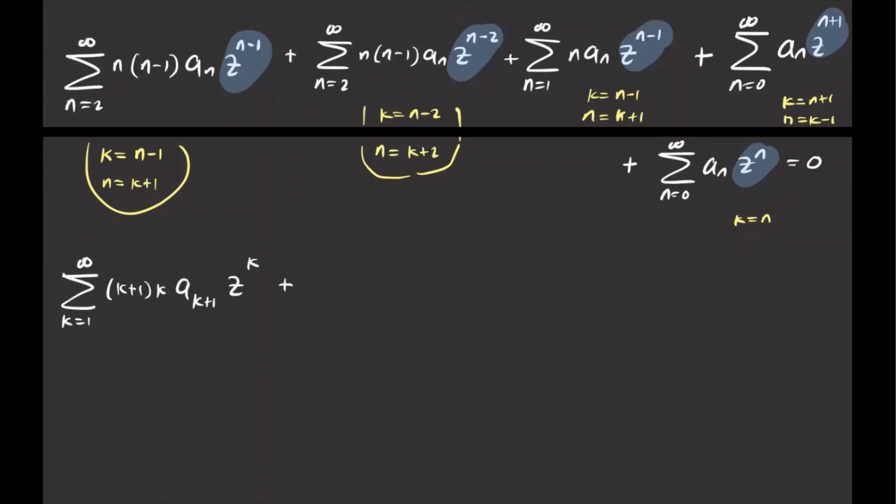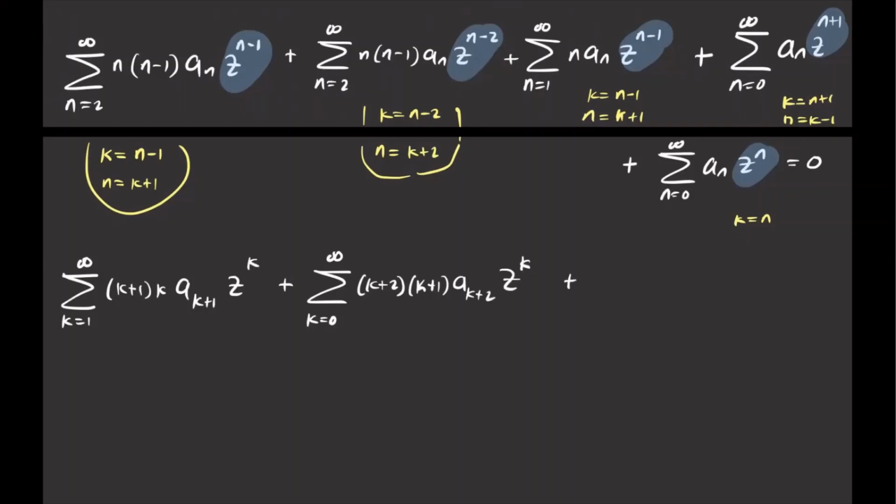Plus, now the second one, n is k plus 2, so we have the sum. If n starts at 2, for this one, k will start at 0 to infinity. So n is replaced with k plus 2, and n minus 1 is replaced with k plus 1. A sub n will be a sub k plus 2, z to the k.